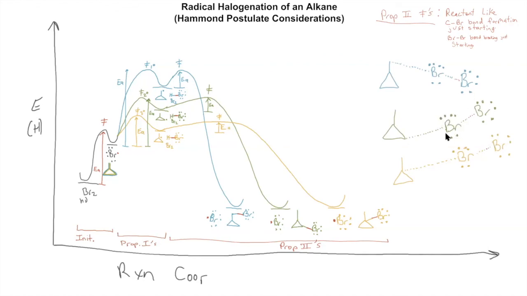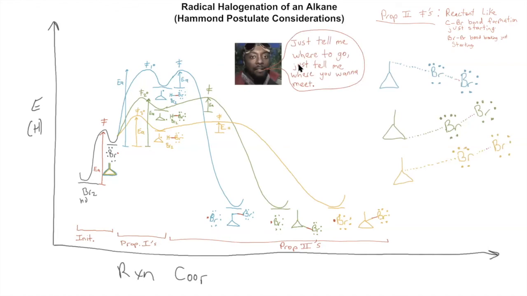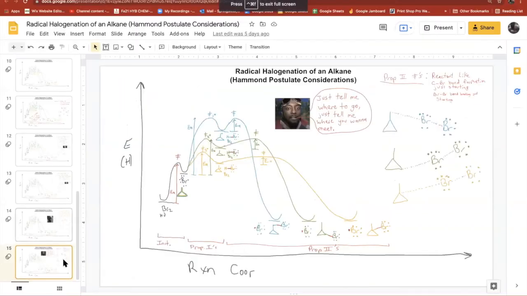And don't forget you have 3 lone pairs on this middle bromine. It's easy to leave those off. Just tell me where you want to be, where you want to meet. All right, and that's it on this one. I thought I would have done more, but that's all right though. Okay.